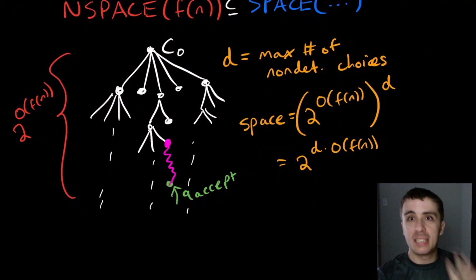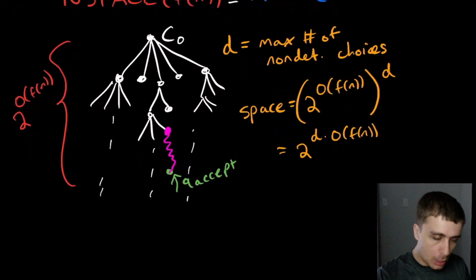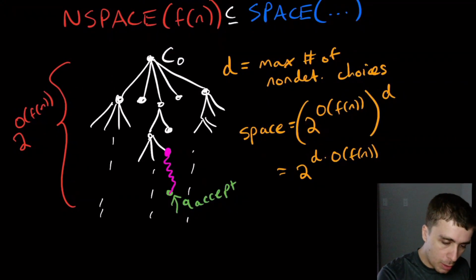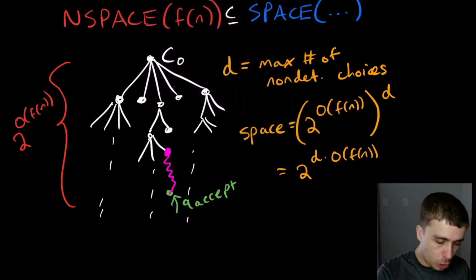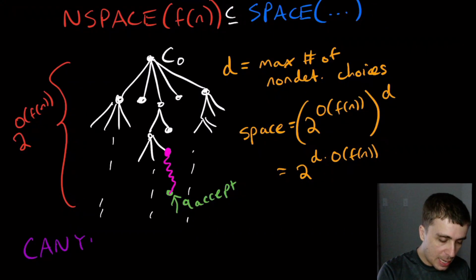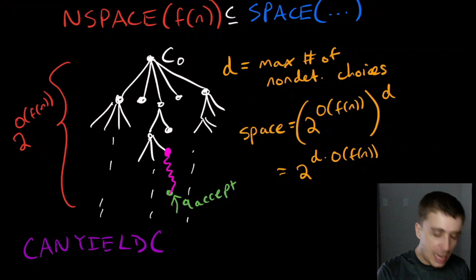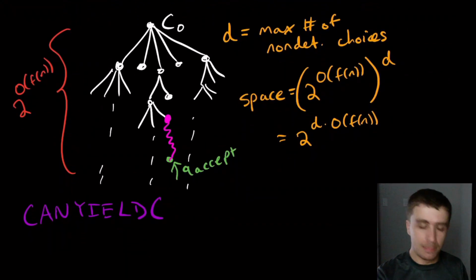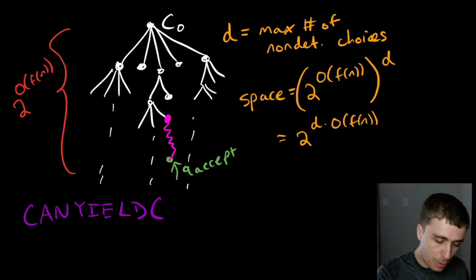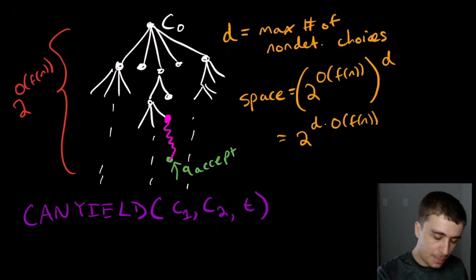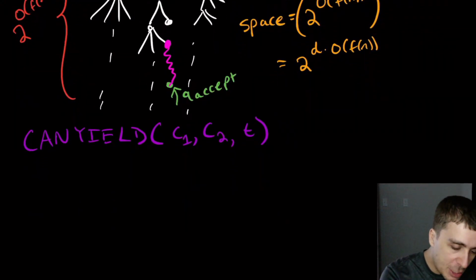So how does Savitch's theorem actually work? So what we're going to do is we're going to define a function, which I'm going to call CanYield. And it's going to have 3 parameters to it. So it's going to have parameters C1, C2, and T. And so what do these mean?